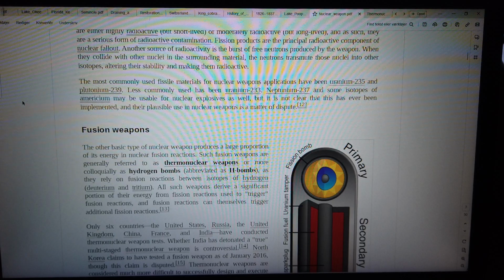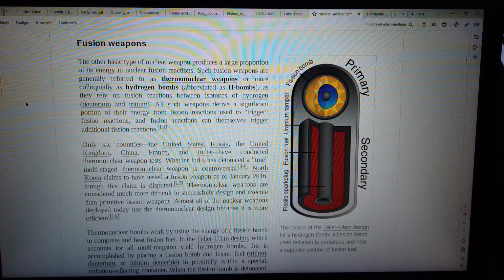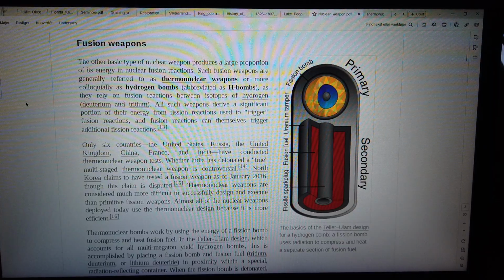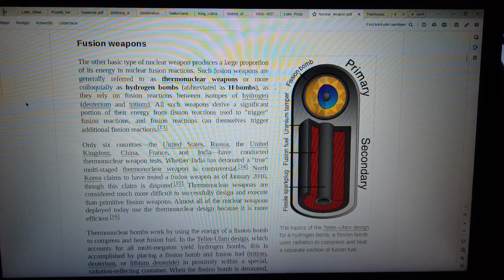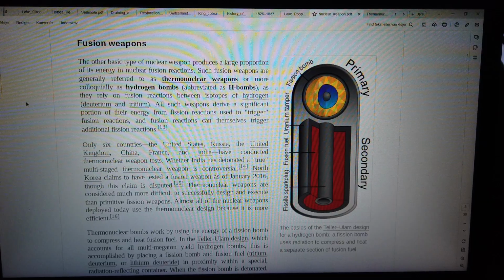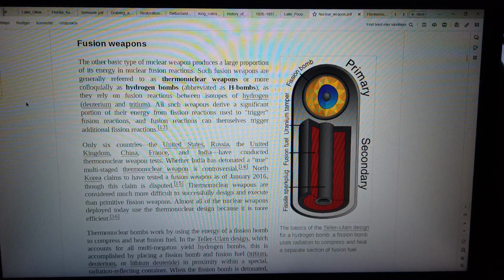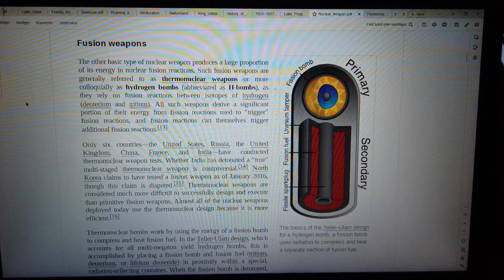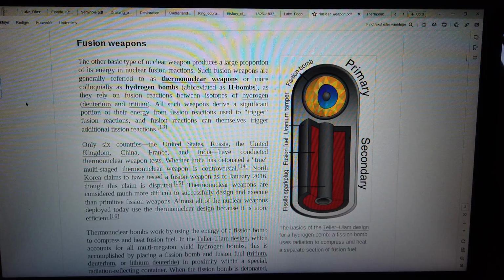Fusion weapons. The basics of the Teller-Ulam design for a hydrogen bomb: a fission bomb uses radiation to compress and heat a separate section of fusion fuel. The other basic type of nuclear weapon produces a large proportion of its energy in nuclear fusion reactions. Such fusion weapons are generally referred to as thermonuclear weapons, or more colloquially as hydrogen bombs, abbreviated as H-bombs. They rely on fusion reactions between isotopes of hydrogen, deuterium and tritium. All such weapons derive a significant portion of their energy from fission reactions used to trigger fusion reactions, and fusion reactions can themselves trigger additional fission reactions.